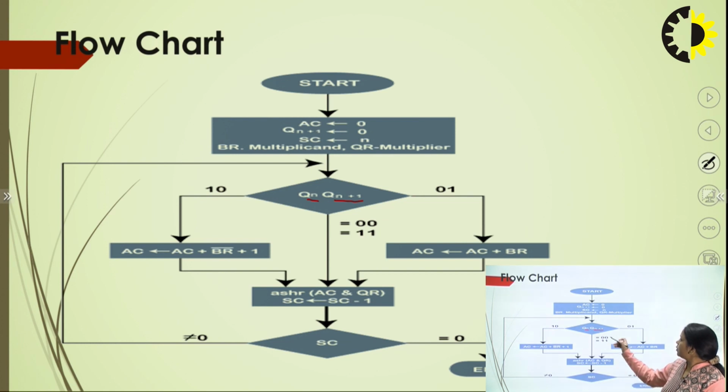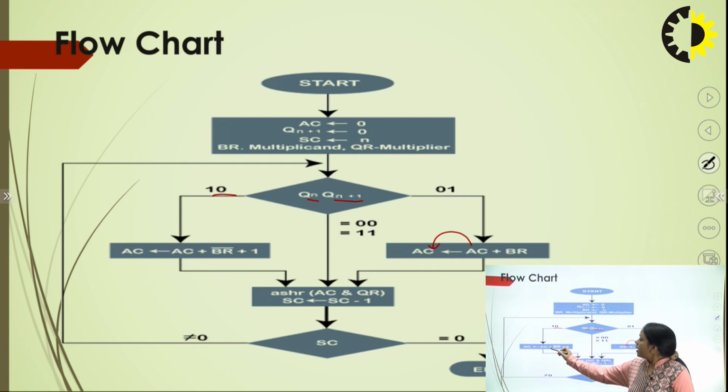If the value of Qn and Qn plus 1 is 0, 1, it means we have to add the value of multiplicand which is stored in the BR into the AC register, and the result will be transferred into the AC register. Okay. Now, if the value of Qn and Qn plus 1 is 1, 0, then multiplicand bits will be subtracted from the accumulator value or AC value. To subtract the value of the BR, we will take 2's complement of the BR and add it to the AC, and again transfer it to the AC register.